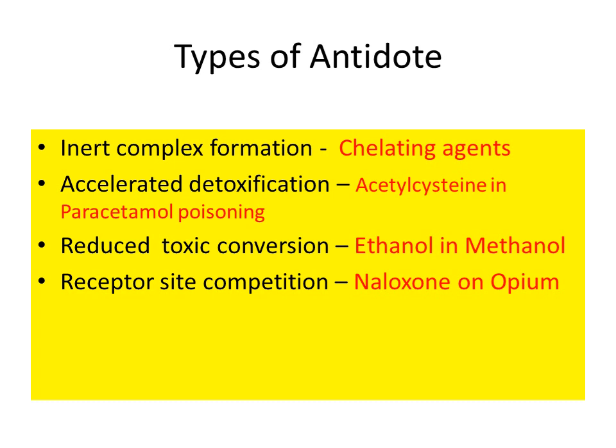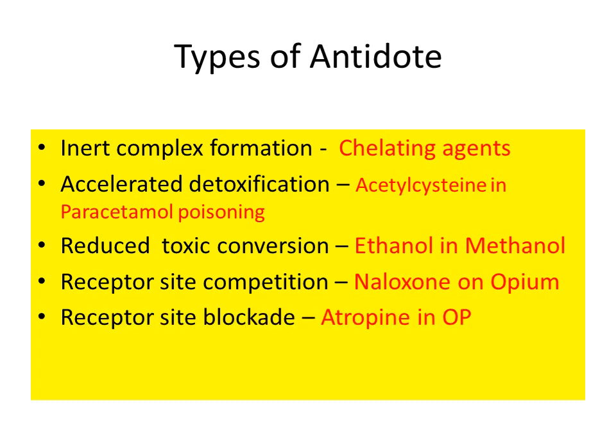Next type includes receptor site competition. The example is naloxone on opium. I think you people have gone through all these things in your pharmacology class, so I will not go into the detailed explanation. When we read about this specific poison, we will discuss it there.